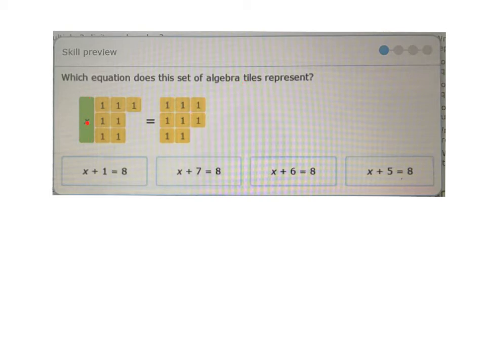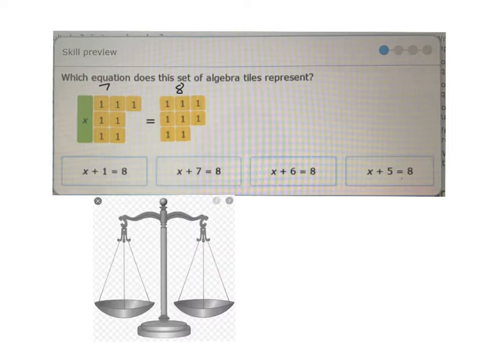We have x on this side, and we have 1, 2, 3, 4, 5, 6, 7. Just going to write that above, 7. I have 7 there, and we have 1, 2, 3, 4, 5, 6, 7, 8 on this side. So we have x and 7 tiles equals 8 tiles. So I hope you can recognize that this would be the expression that's represented here. X plus 7 tiles is equal to 8 tiles.